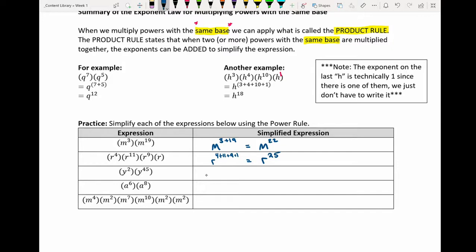And the next one, y to the power of 2 times y to the power of 45. So this is one example where it would be very impractical to expand it, because you would have 45 y's written out. But because it's the same base, I can add my exponents together. So 2 plus 45 is 47. So I get y to the power of 47. For the next one, a to the power of 6 times a to the power of 8. So I'm going to add my exponents, 6 plus 8. So I get a to the power of 14.